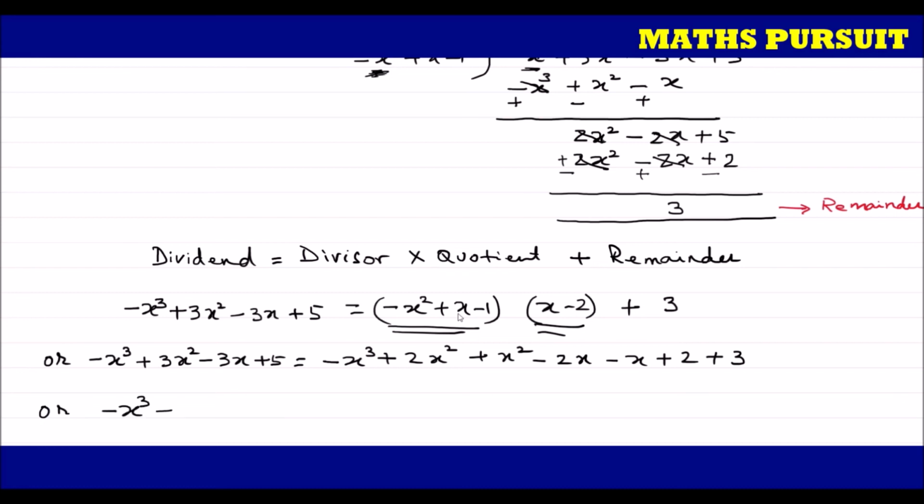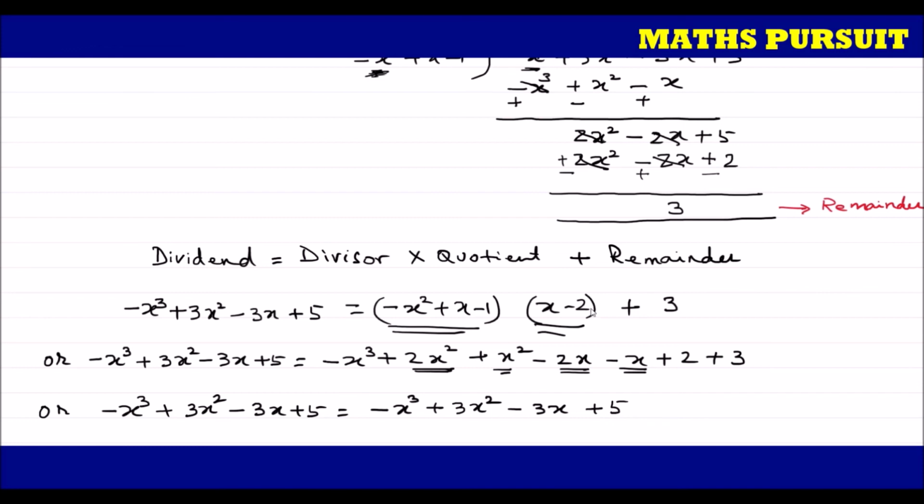Or I can write minus x to the power 3 plus 3x to the power 2 minus 3x plus 5 is equal to minus x to the power 3. This one will remain as it is. Then we have 2x to the power 2 plus x to the power 2, it becomes 3x to the power 2. Then we have minus 2x minus x, it becomes minus 3x. Then we have plus 5.